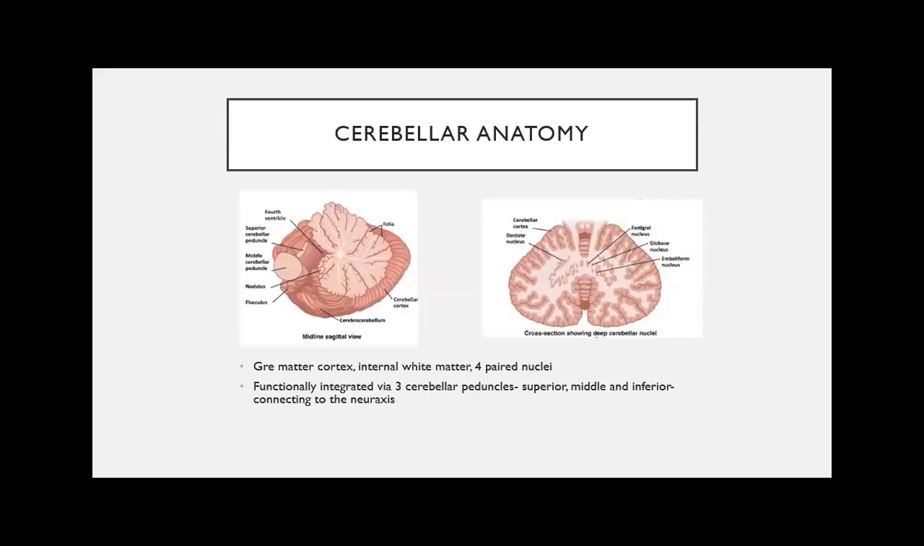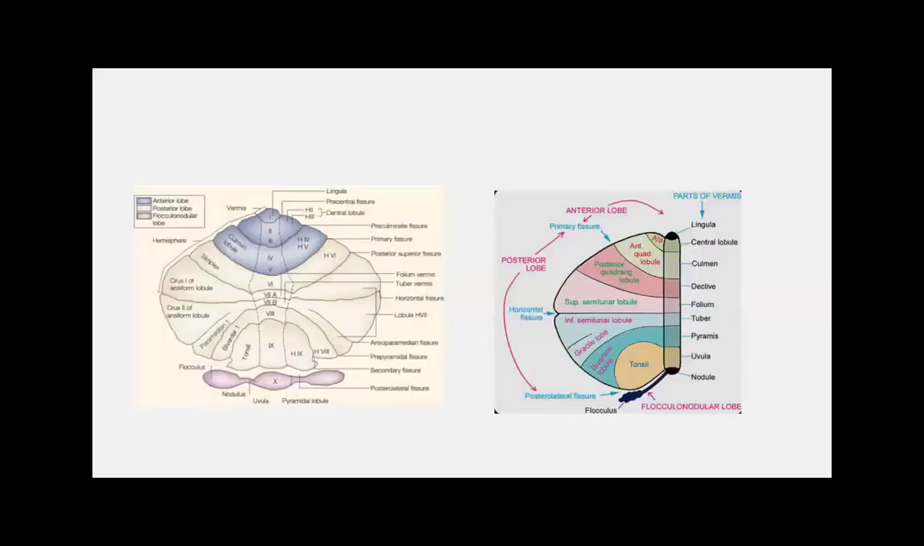Coming to cerebellar anatomy, it has a gray matter cortex, the internal white matter, and 4 paired nuclei: the fastigial nuclei, which are placed more medially, the globose and emboliform nuclei, which together are called the nucleus interpositus, and the lateral, big dentate nucleus. Functionally, the cerebellum is integrated with the brainstem as well as cortex by 3 cerebellar peduncles, the superior, middle, and inferior peduncles, by which it gets connected to the neuraxis.